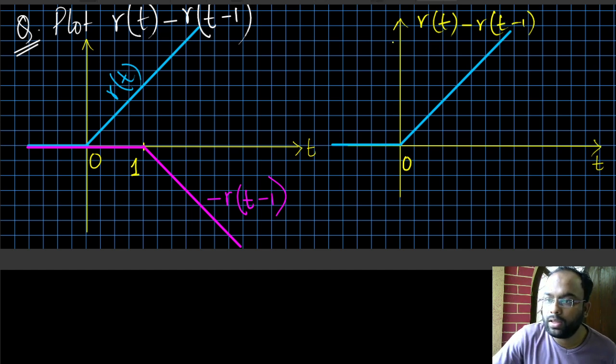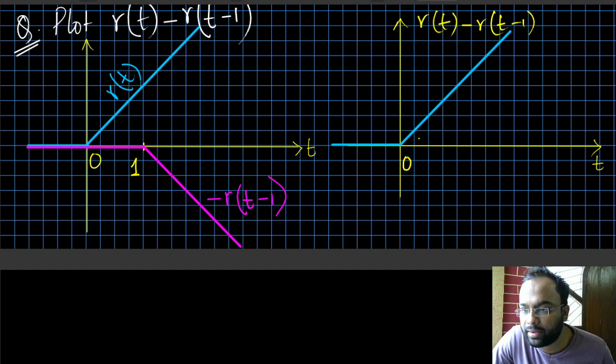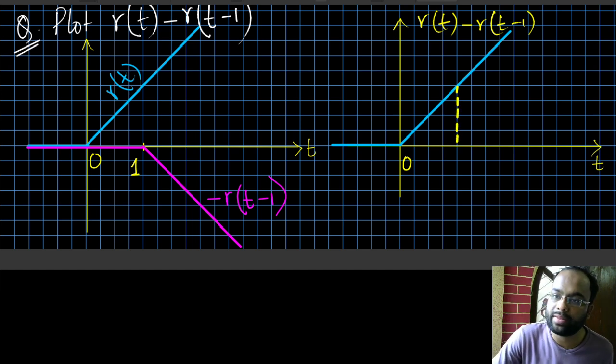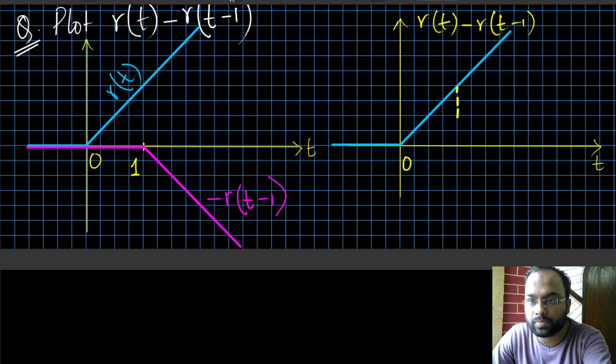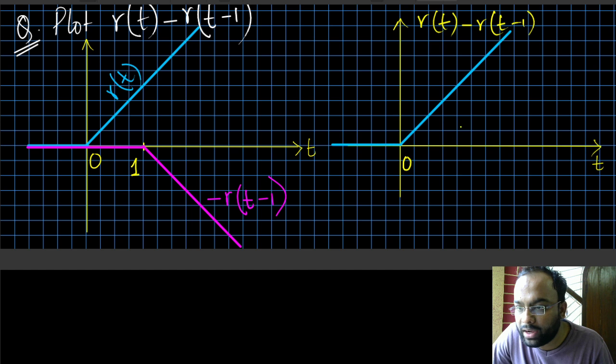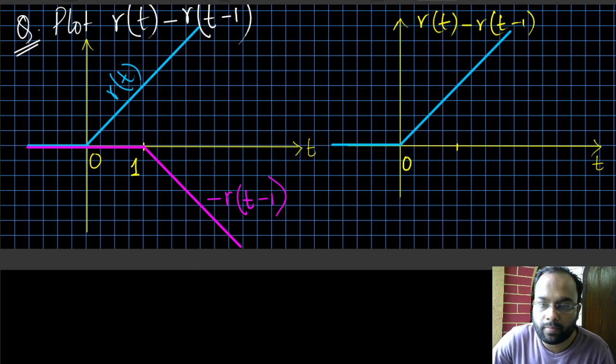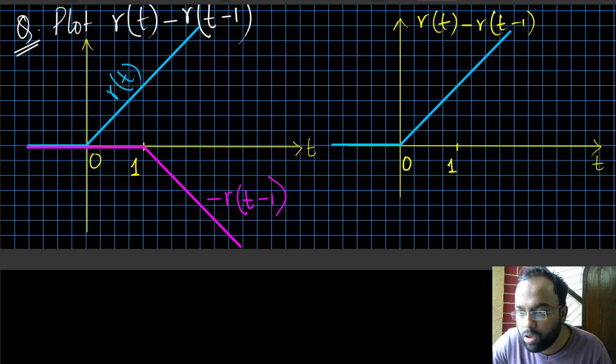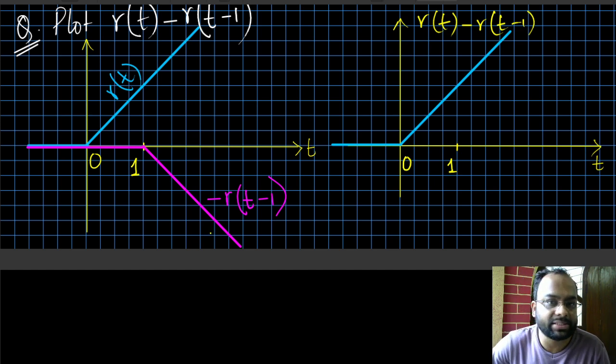But now try to understand what happens at t equal to 1. We have this signal, right? To understand what is happening at t equal to 1, let's take a point after t equal to 1. So let's take a point at t equal to 2, say. So this is t equal to 2.